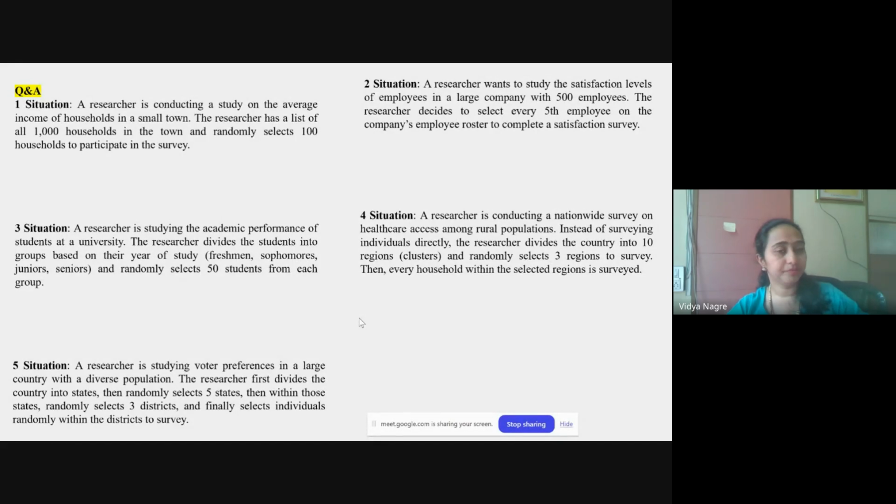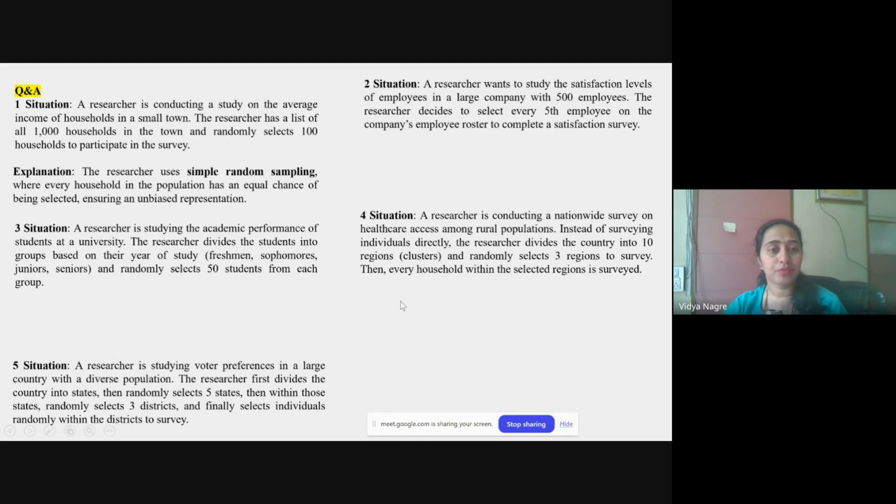First situation. Which sampling technique do you think it should be? Systematic sampling or random sampling that will help? Okay, I'll help with the answer. So we go for simple random sampling. Why?